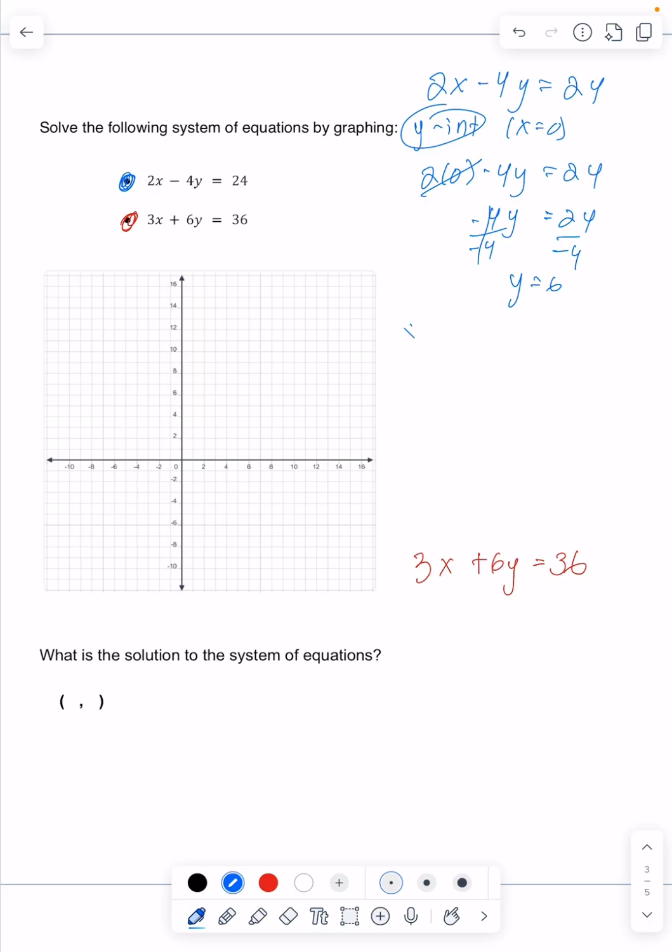Now the x-intercept: we set y equal to 0. So 2x minus 4 times 0 is equal to 24. That cancels now, and we get 2x equal to 24. Dividing by 2, we get x is equal to 12. So for the blue equation, the first equation, the y-intercept was a 6, my bad, and then the x-intercept is at 12 in this case.